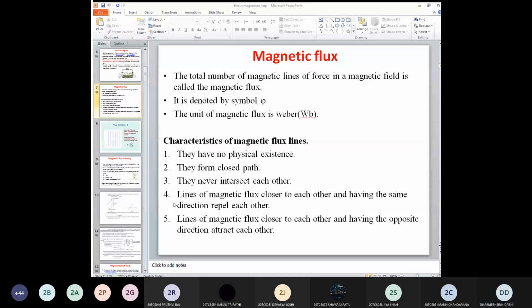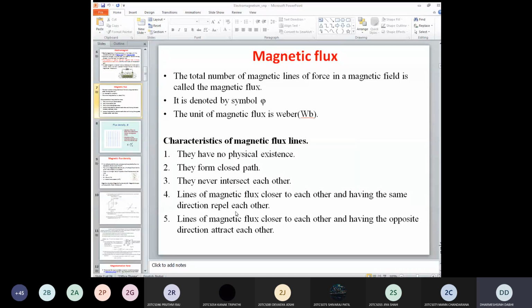But when the plane of the coil is inclined at angle theta to the flux direction, then the flux phi through this coil is equal to BA into sine theta. B is the flux density, A is the area of this plane, and theta is nothing but the angle between the flux and the plane.